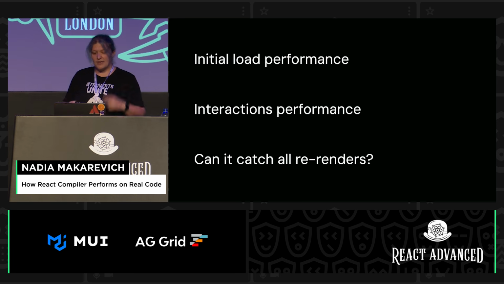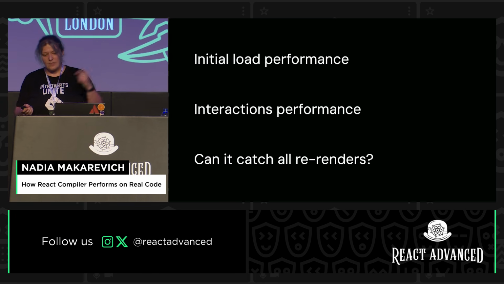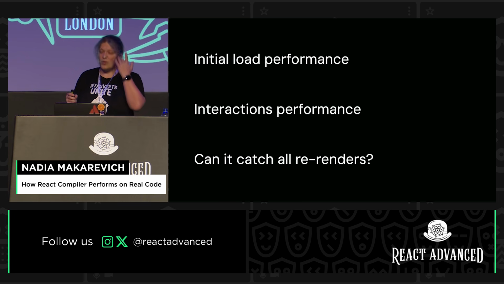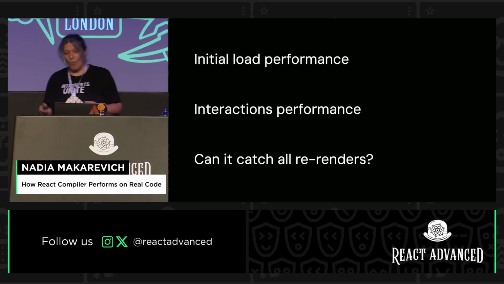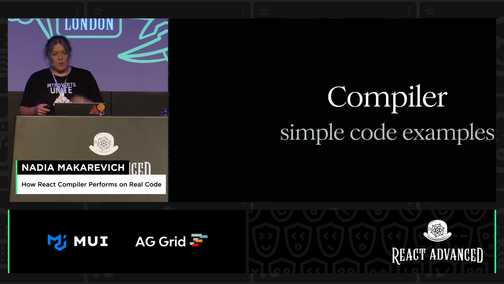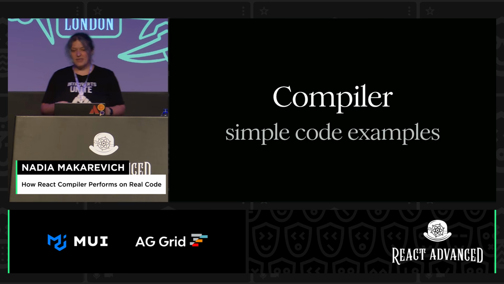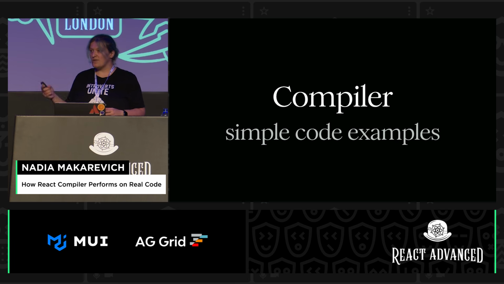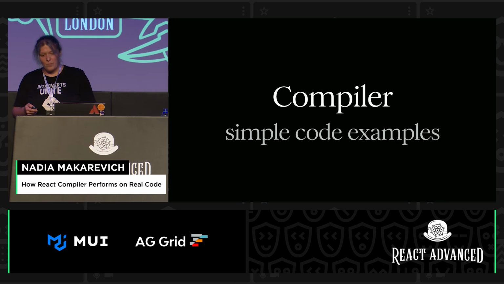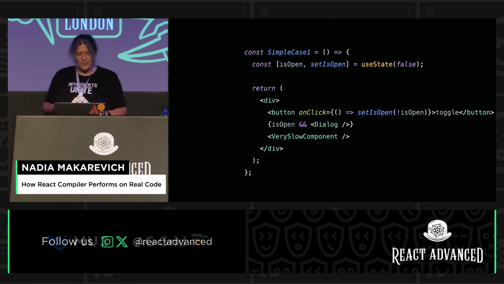And the third one is, JavaScript is notorious for being fluid and ambiguous. Is the compiler smart enough to really catch absolutely everything? Is it true that we will never have to think about memoization and re-renders ever again? Before answering those questions, let's quickly check out the compiler on a few synthetic examples. Maybe, who knows, maybe it doesn't work at all.